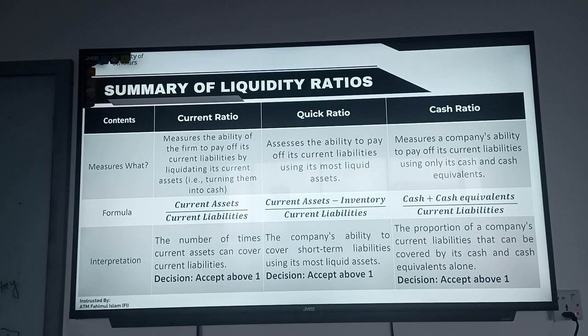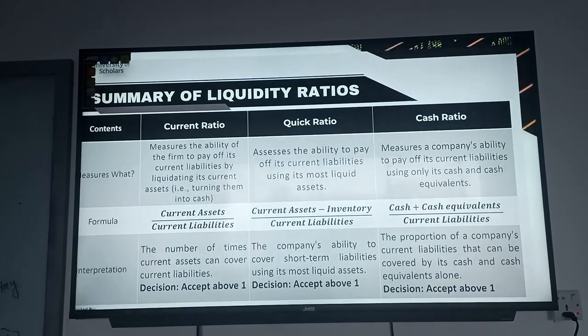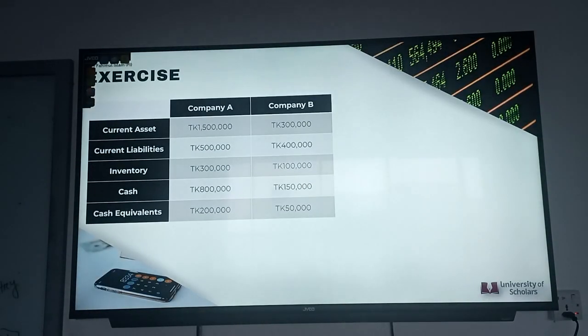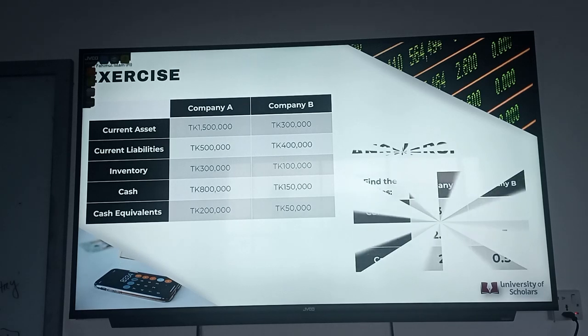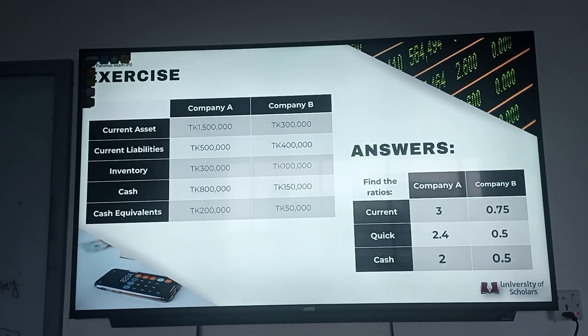So let's see another exercise which includes our 3 ratios, where we can see current assets, current liabilities, inventory, cash and cash equivalents are given for company A and company B. You can also very easily calculate the amounts, and we will discuss the interpretation here.